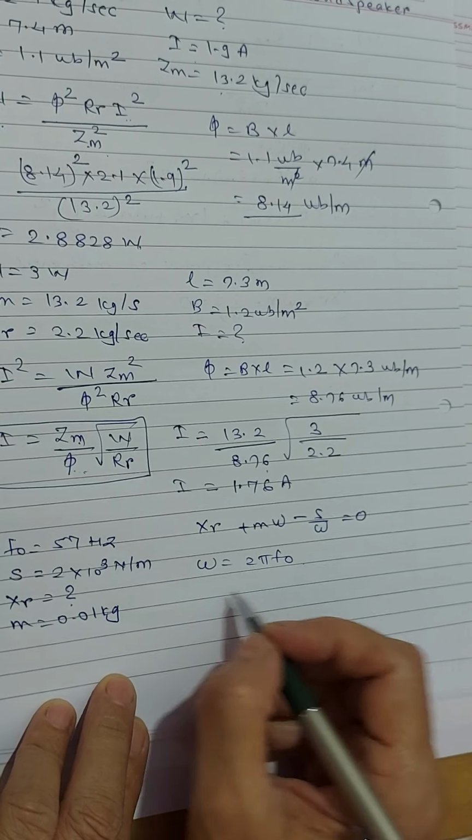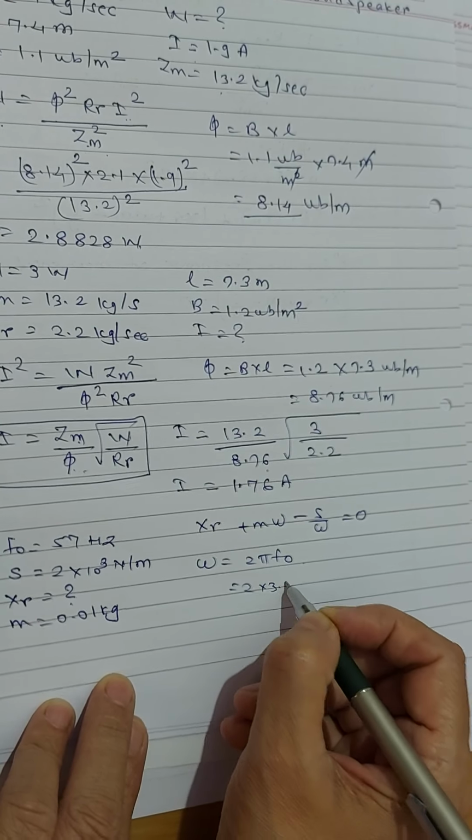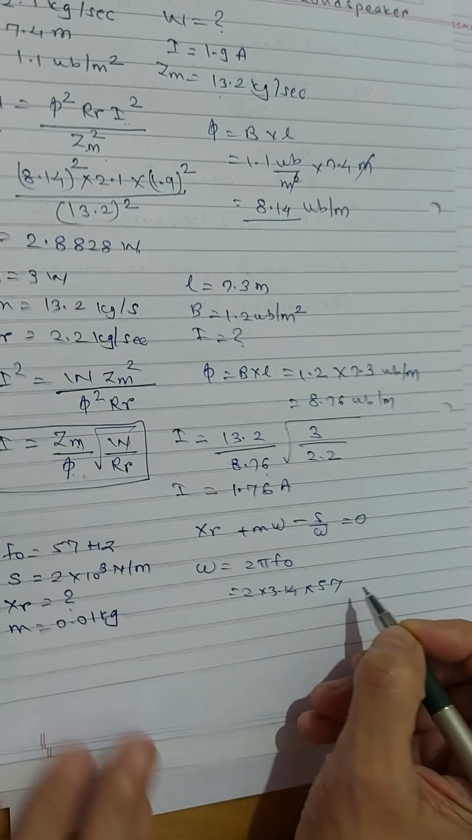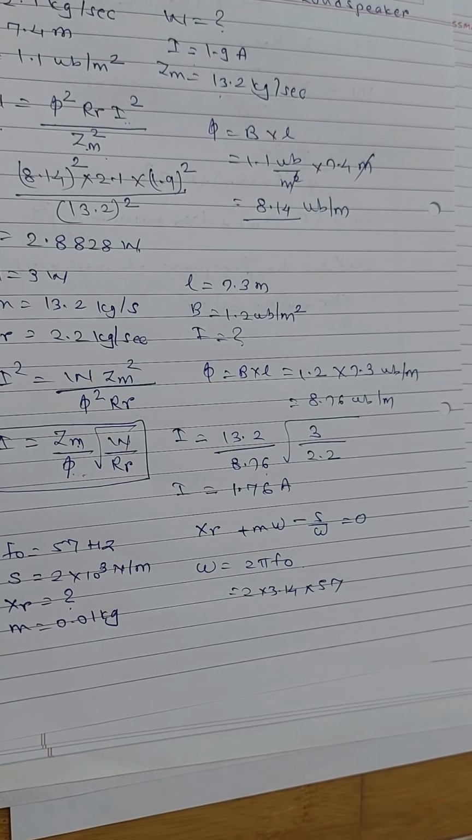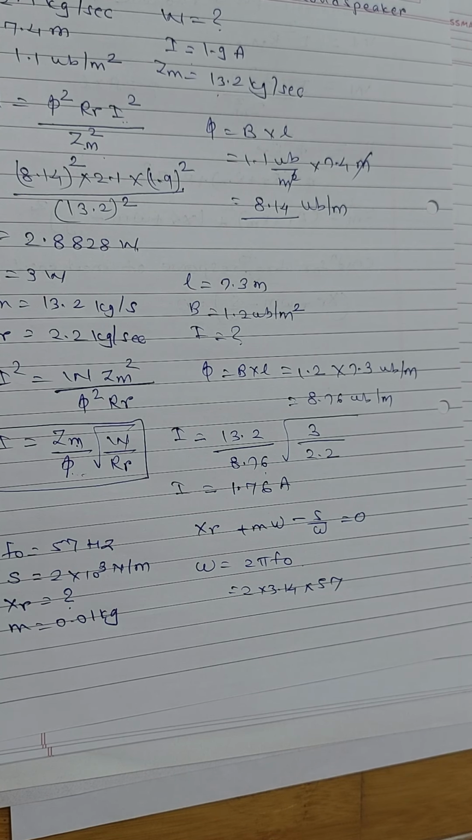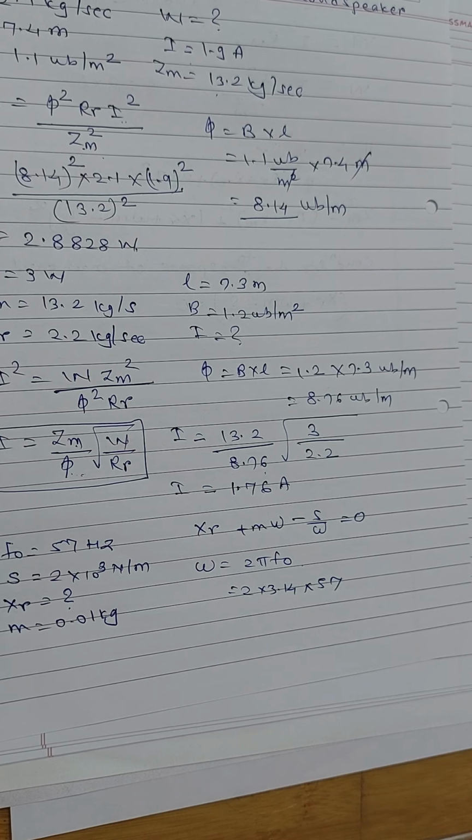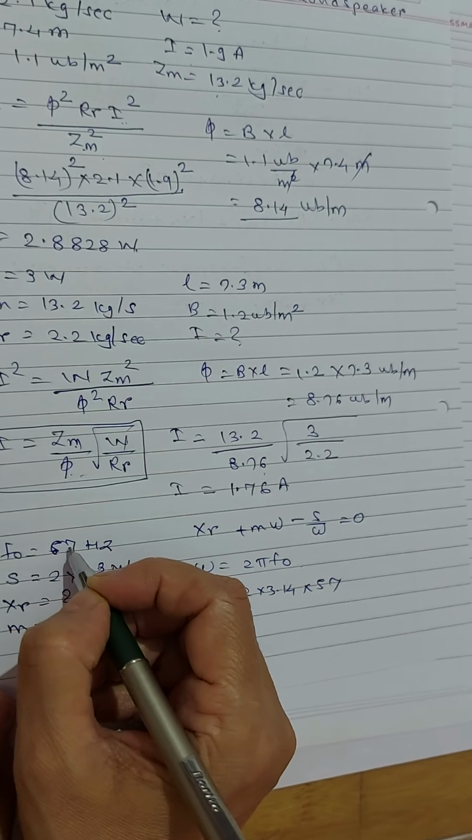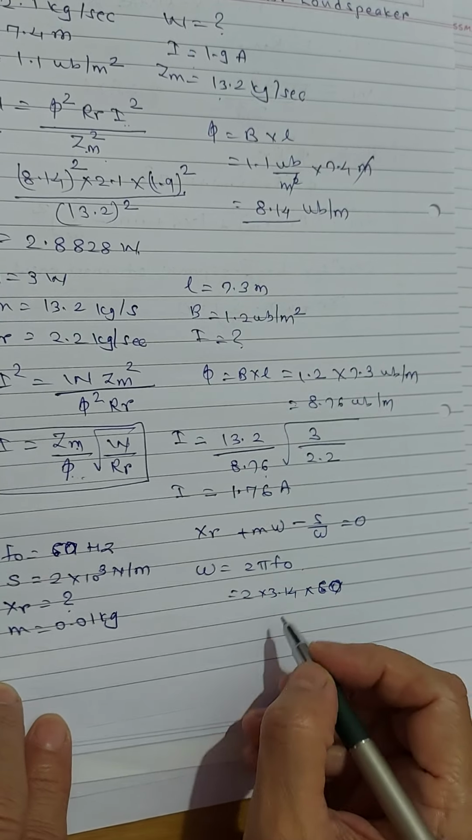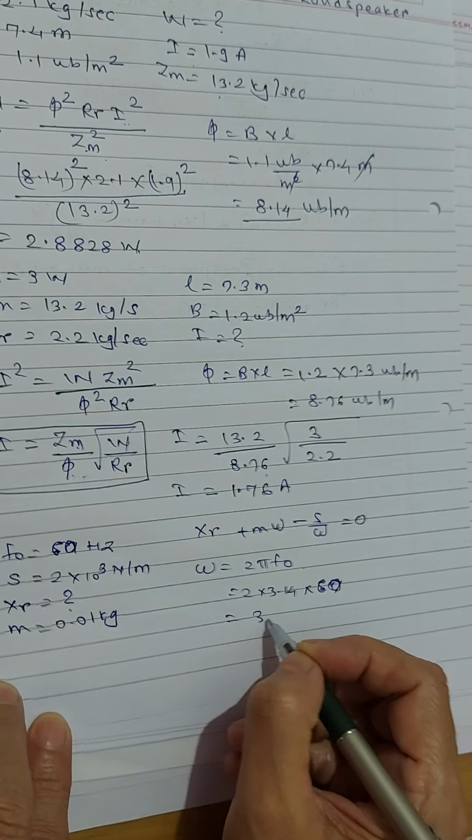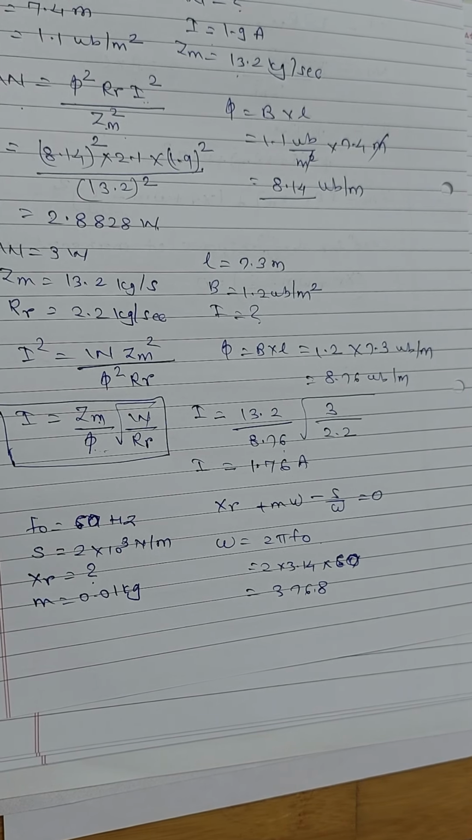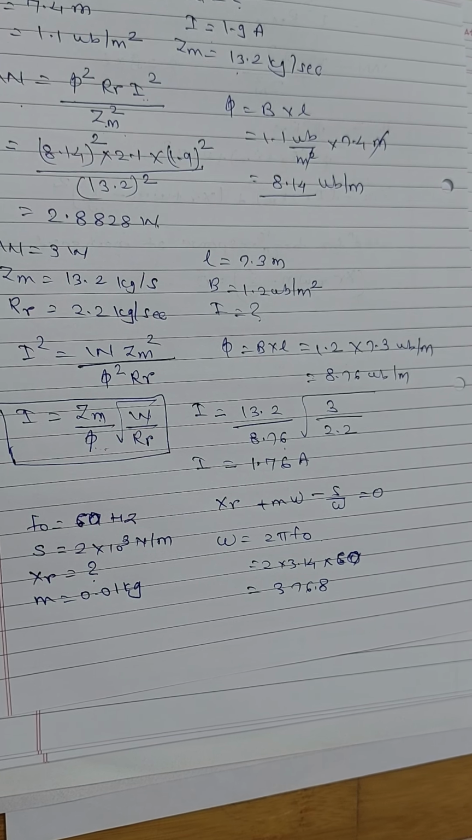Is F0 given to you? Yes. So 2 into 3.14 into frequency, which is given as 57 Hertz. Correct? So if you simplify that, you will get the value of omega. So if you take 57, or we'll take 60 first. 57 we'll do it later. So if you use the value 60 over here, we are going to get the answer to be around 376.8. Fine.